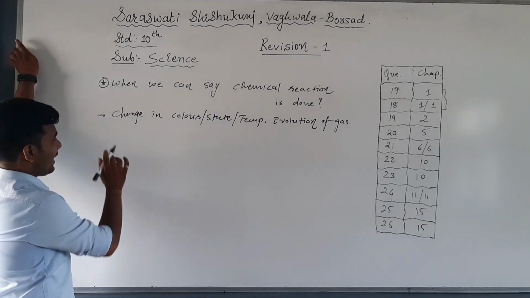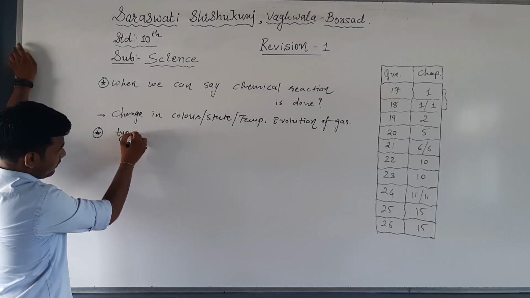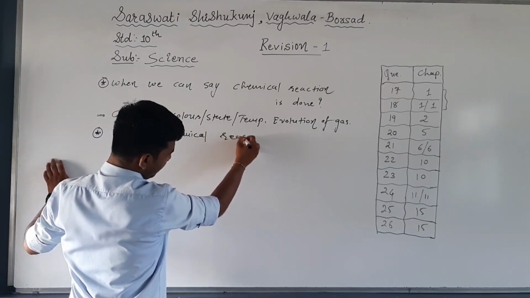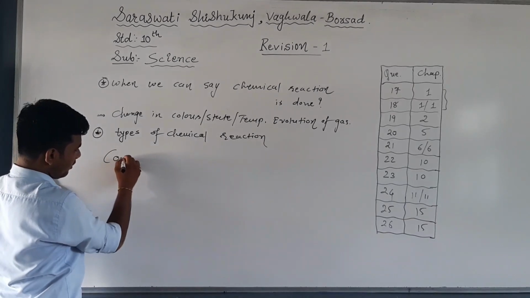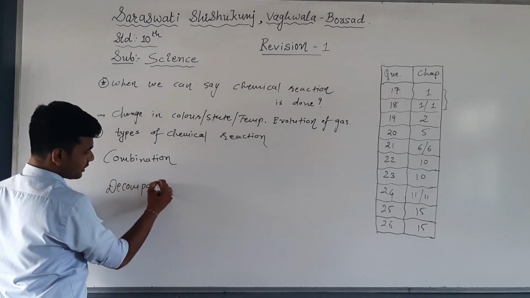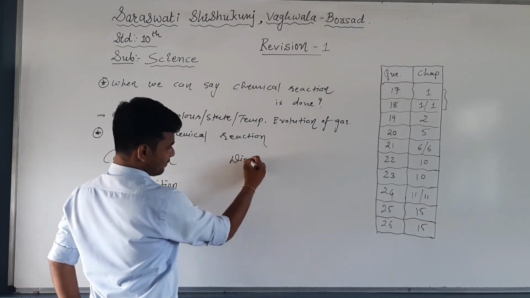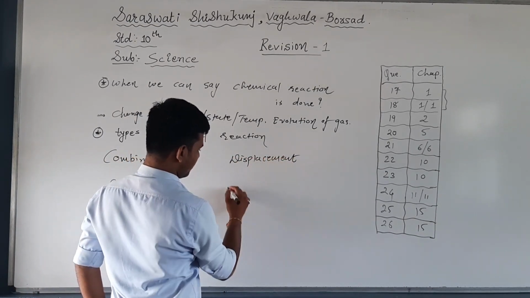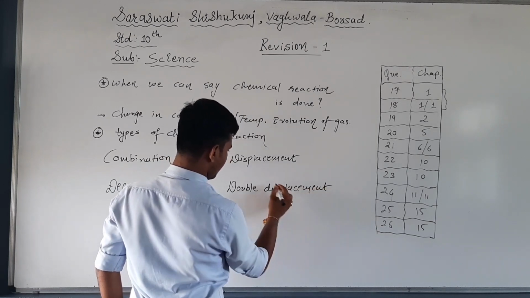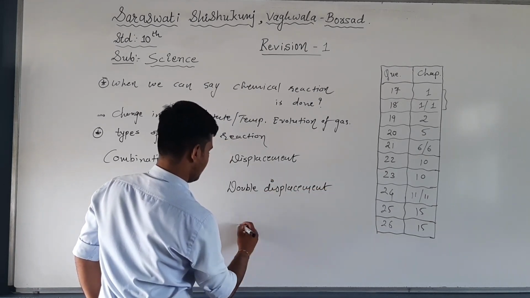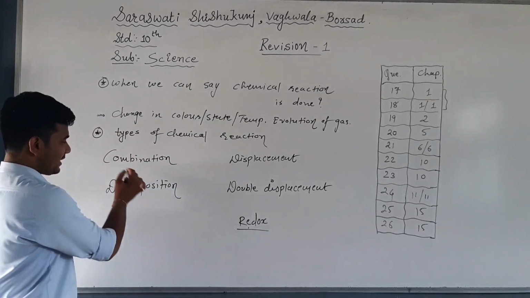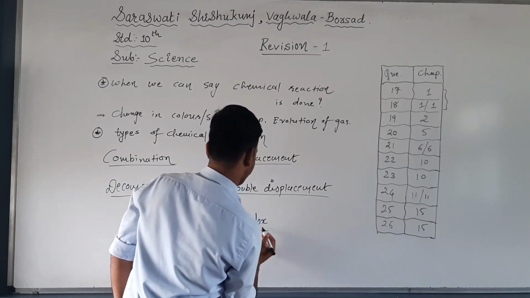Okay, also we know the different types of chemical reaction. In that we will have combination reaction, decomposition reaction, displacement reaction, double displacement reaction, and redox reaction. So let's discuss the definitions of these reactions.